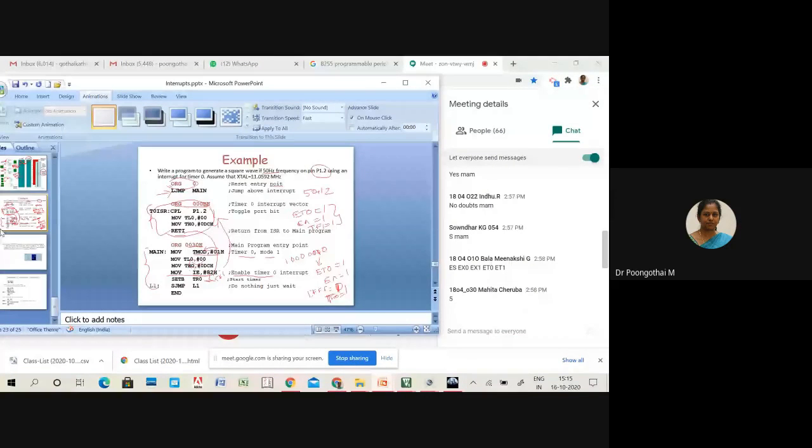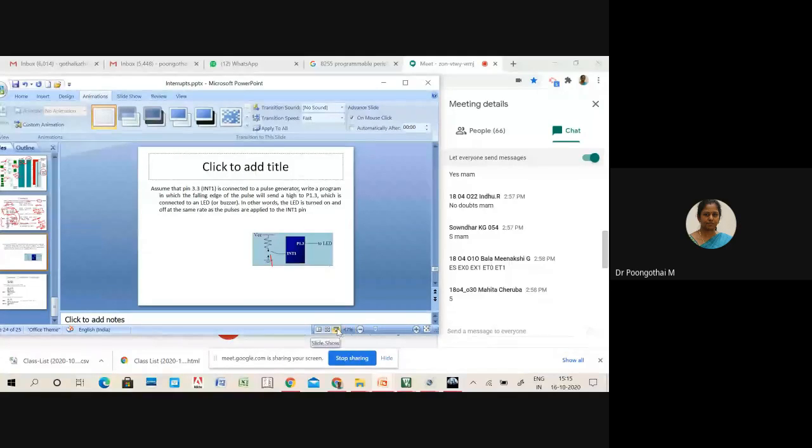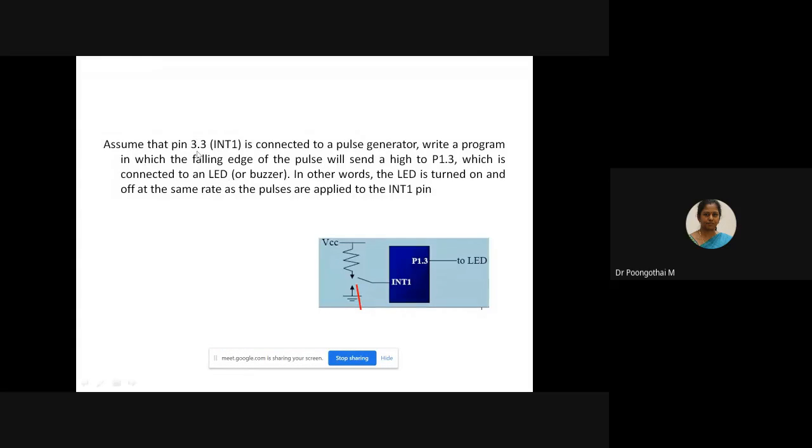So next example, write a code for this particular application. Assume that P3.3 is connected to a pulse generator. P3.3 is nothing but INT1, which is connected to one switch or pulse generator. So write a program in which, on the falling edge, you have to set IT1 equal to 1. The falling edge of the pulse will send a high to P1.3, which is connected to an LED or buzzer. In other words, the LED is turned on and off at the same rate as the pulses applied to INT1. So write a code for this application.